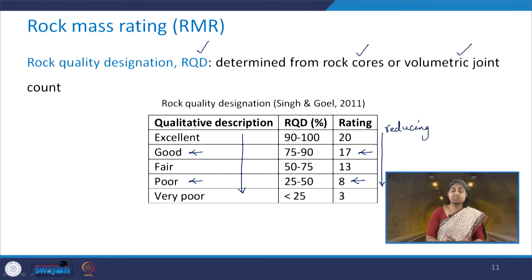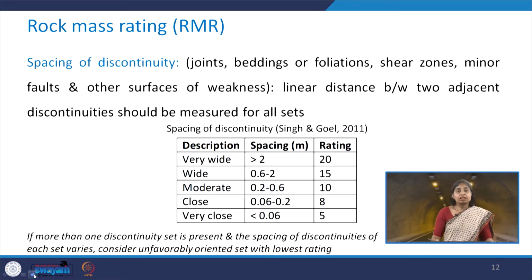Similar was the situation that we saw in case of the strength of the intact rock. Coming to the third parameter, which is the spacing of discontinuity. Now, these discontinuities may include joints, beddings or foliations. There can be the presence of shear zones or minor faults, or any other surfaces of weakness. So, the linear distance between two adjacent discontinuities should be measured for all the sets.